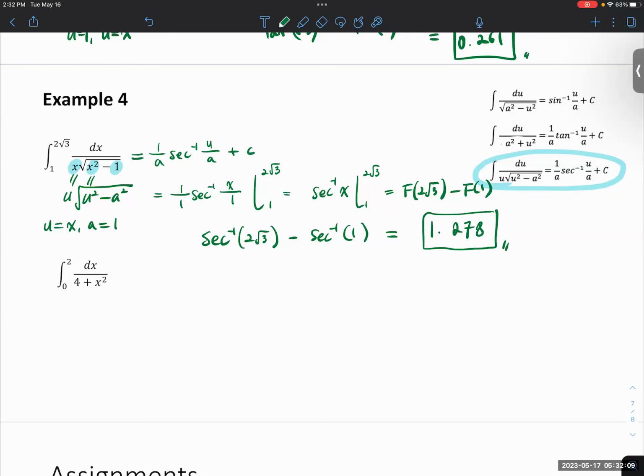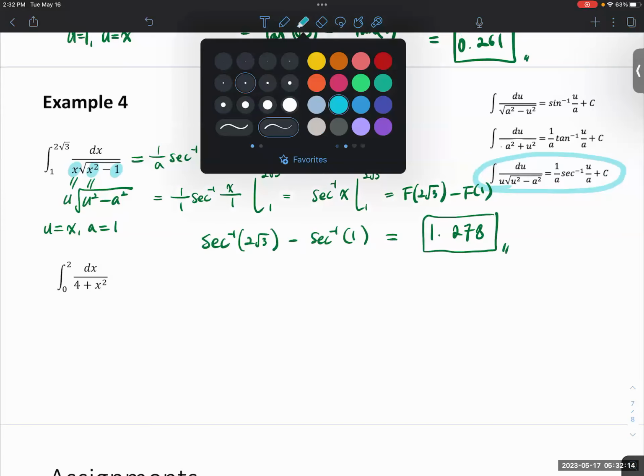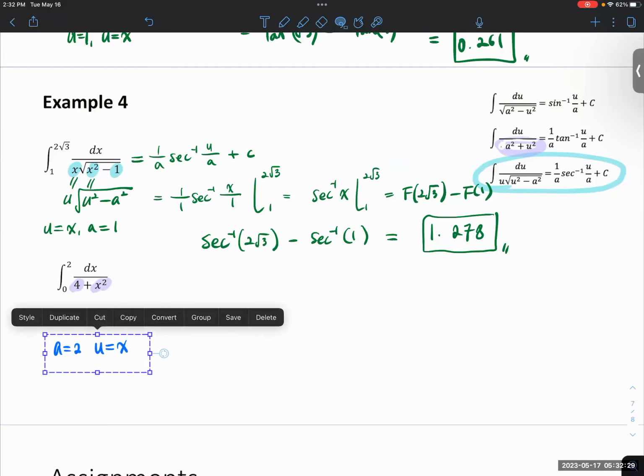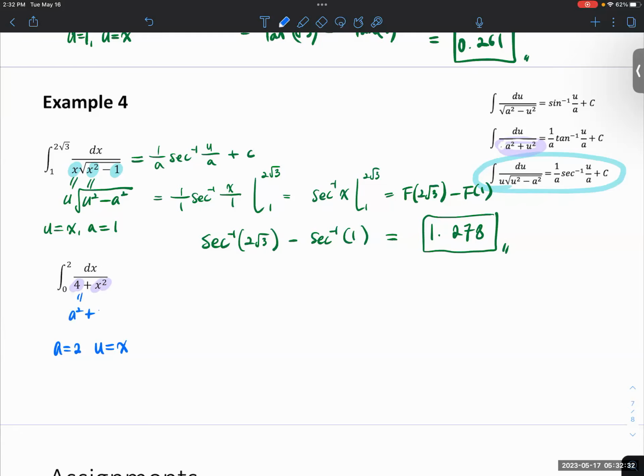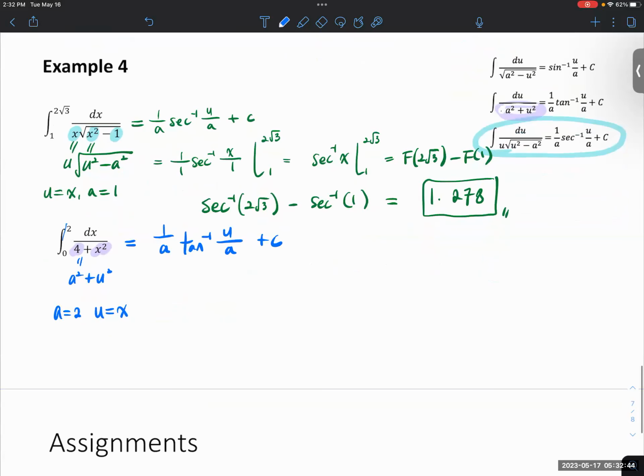Okay, getting better and better. One last question. So here, I do see the perfect square number 4, 2 times 2, x times x. So this is exactly matching with the second one. So a is 2 because 2 times 2, and u is going to be x. So this is matching a squared plus u squared. So a is 2, u is x. This results in 1 over a tangent inverse u over a plus c. And don't forget the definite.